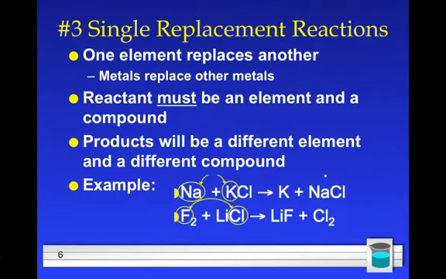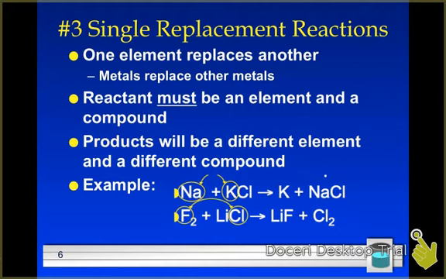This is single replacement, and I actually a lot of times call it single displacement. This is when one element replaces another. Metals replace other metals, nonmetals replace other nonmetals. I remember it as like replaces like. So in order for this to happen, a reactant must be an element and a compound. So when you're trying to identify a single replacement reaction, you have to have an element.